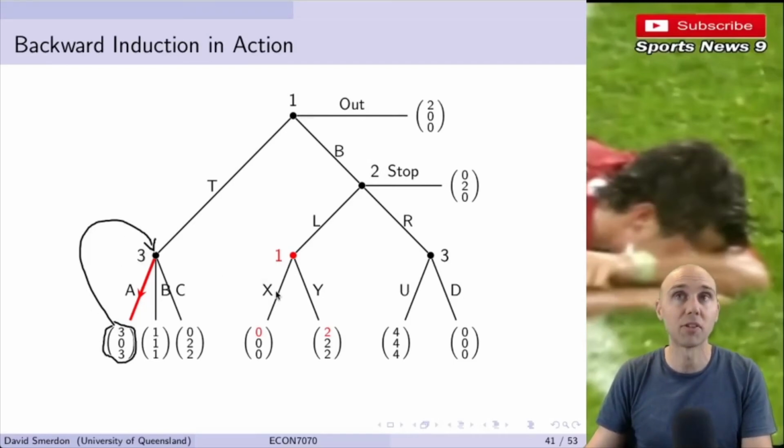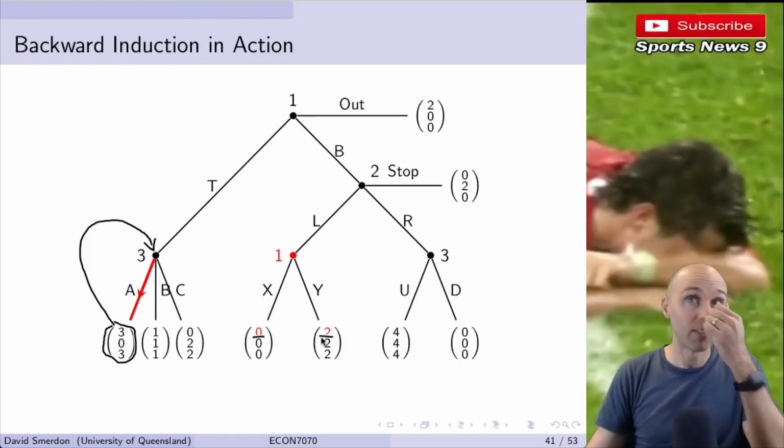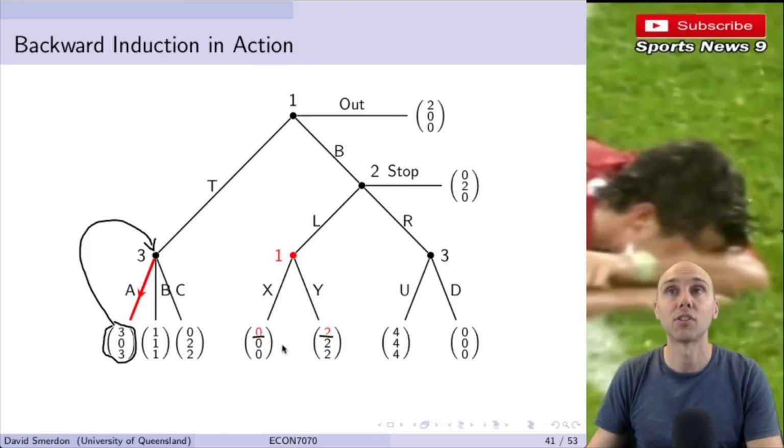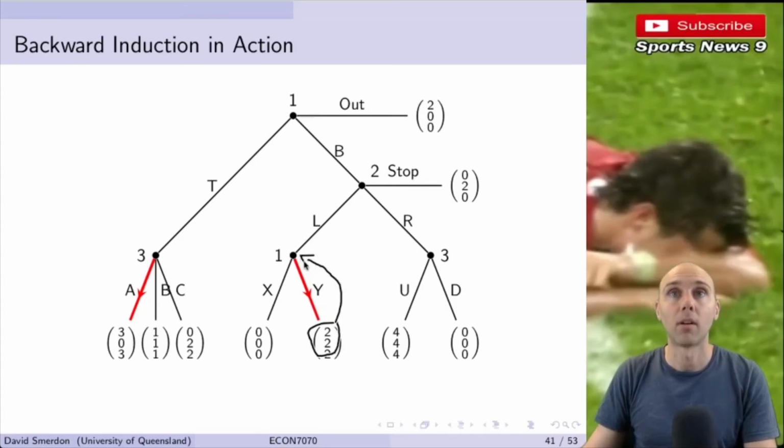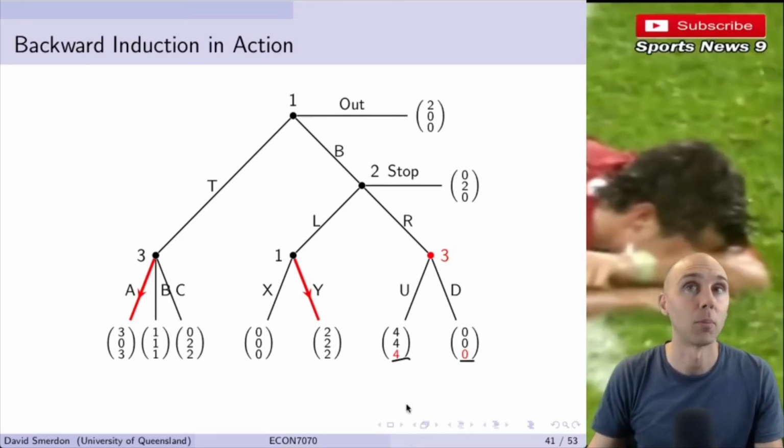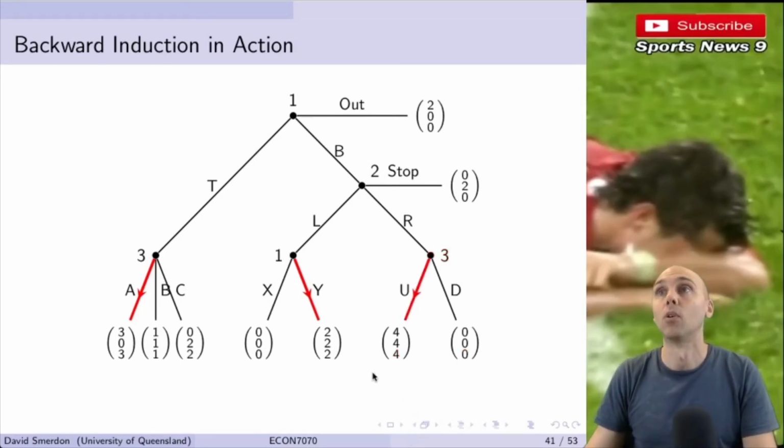Let's go to the other terminal nodes now. Here it's player 1's choice, which means we're interested in the top row, 0 and 2. Player 1 does best by choosing Y, so we can put Y in there, and we can take these payoffs for everyone and put them up here. And at the last set of terminal nodes, it's again player 3's decision, so we're comparing between 4 and 0. 4 is higher for player 3, so player 3 will play up.